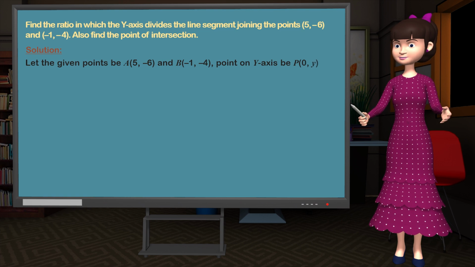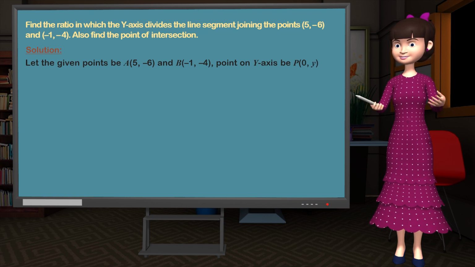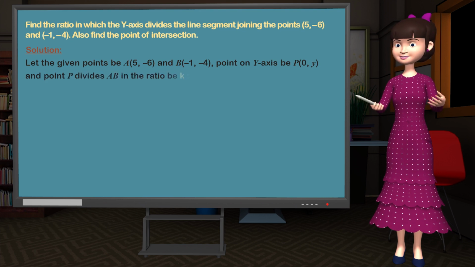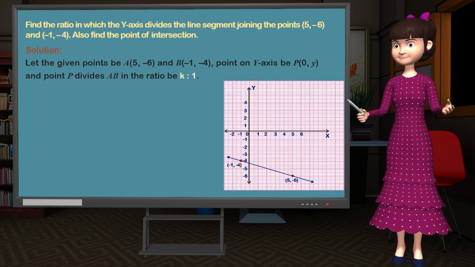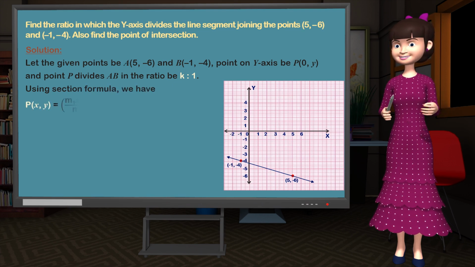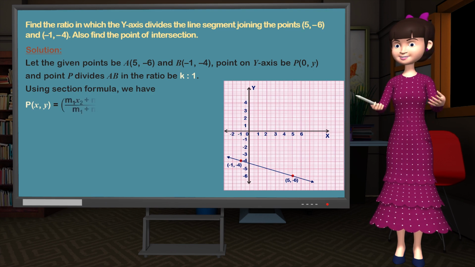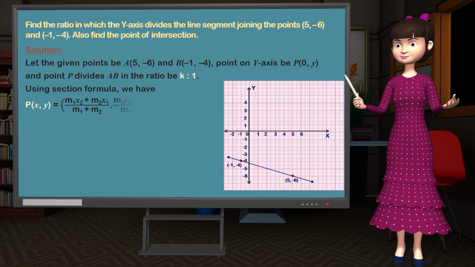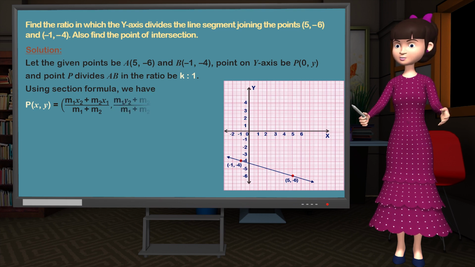Let the point on the y-axis be P, which is (0, y), and point P divides AB in the ratio k is to 1. Using the section formula, we have P(x, y) is equal to ((m1 x2 + m2 x1)/(m1 + m2), (m1 y2 + m2 y1)/(m1 + m2)).